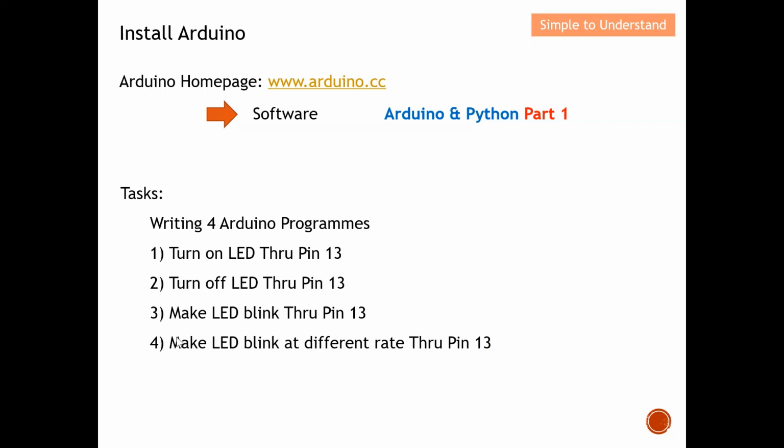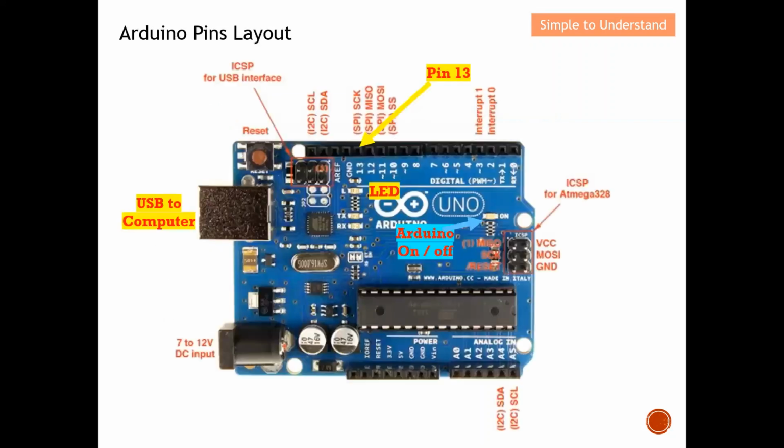And last but not least, on task number 4, we are going to blink the LED at a different rate. For example, in this case, I want to turn on the LED for just 1 second, and turn off the LED for 9 seconds. So you can imagine I turn on the LED for 1 second. After that, I turn off the LED for 9 seconds. Then again, I go back to turn on the LED for 1 second, and then the LED will be off for 9 seconds. And this repeats again and again. So these are the 4 tasks that I'm going to do in this video.